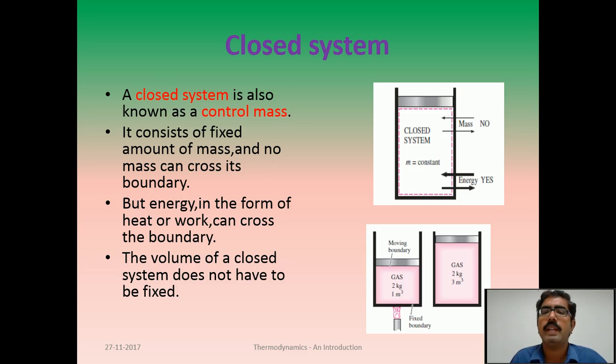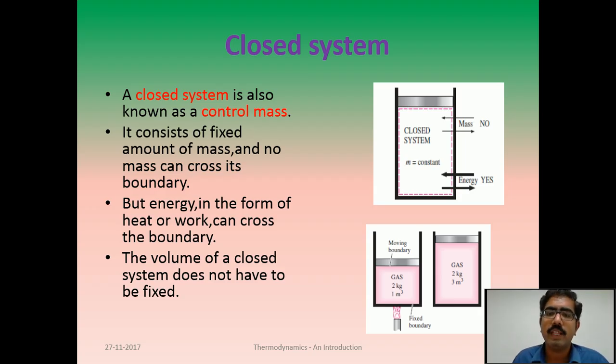In the slide we can see a gas enclosed in a piston cylinder. The mass remains constant. Mass won't come out; it won't interact with the surroundings. In the slide below, we can again see a gas enclosed in a cylinder. Here they have given the notation mass equal to 2 kg and volume equal to 1 meter cube. So we are giving the energy.